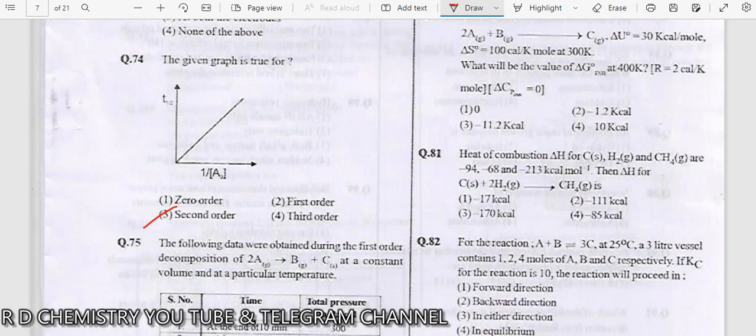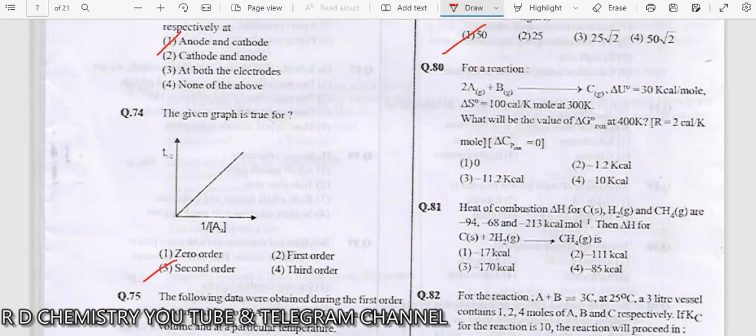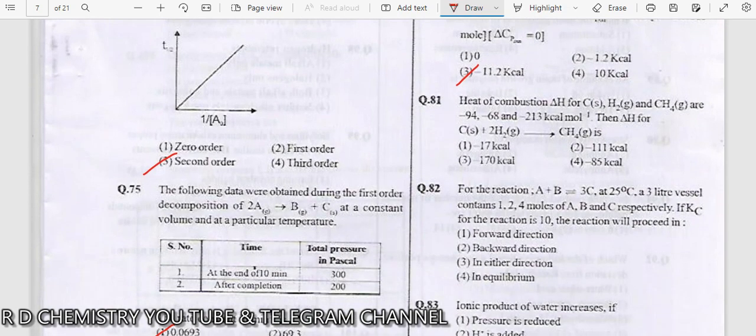Question number 80, from thermodynamics, delta G naught values. That is option number 3 here in this case. Question number 81, again about formation, combustion, all those things from thermodynamics, thermochemistry. Answer is option number 1.